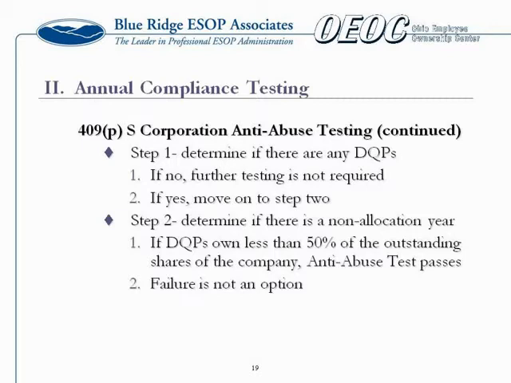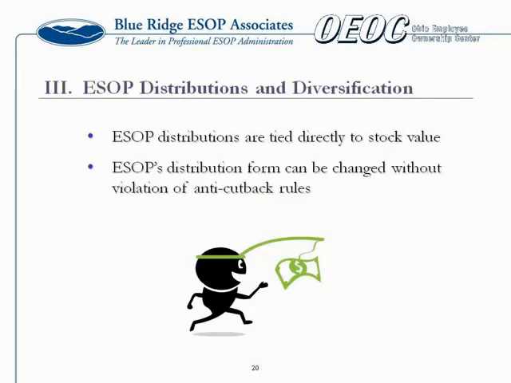Right, and if we do get to the point where there are disqualified people, we ask to be consulted on any transactions or new additions of synthetic equity during the year, so we can be aware of what's happening and potentially run a test mid-year to make sure that if something was added, it's not going to push it into a non-allocation year. Okay, go ahead, Kelly.